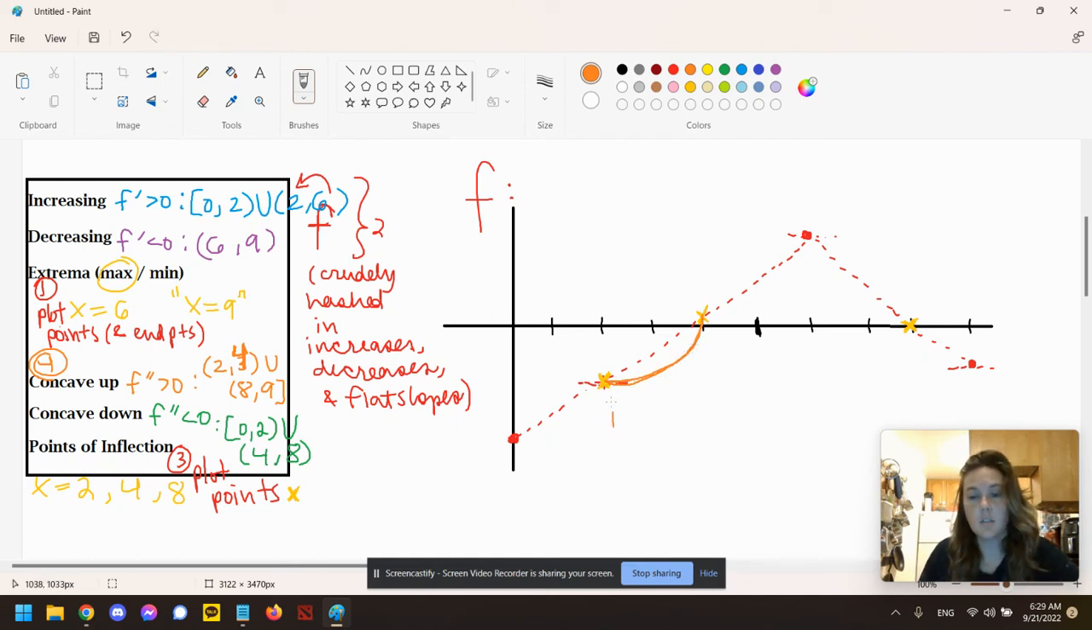Taking a lot of care to make sure it's flat around this x equals 2 point of inflection. And then it also needs to be a smile from 8 to 9. But it doesn't need to be flat on any of these, I don't think. Oh no, it does need to be flat. I'm so sorry. It needs to be flat around 9. So we'll make sure it looks flat around 9.